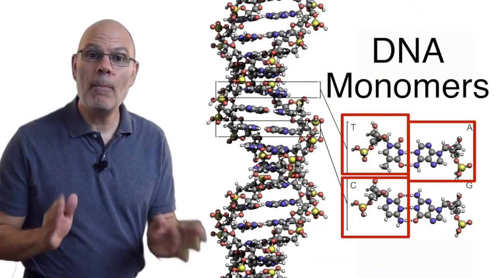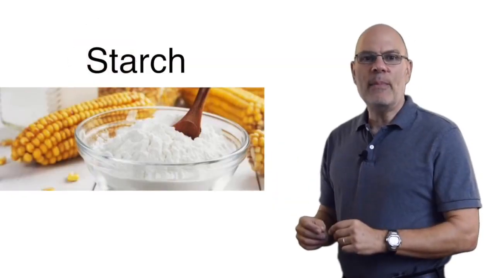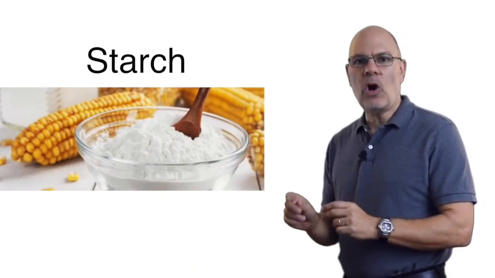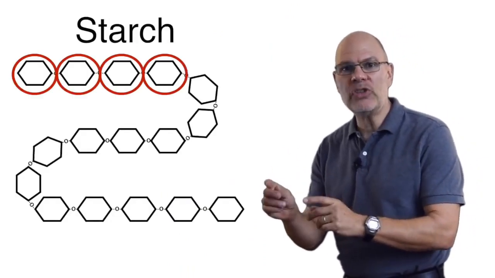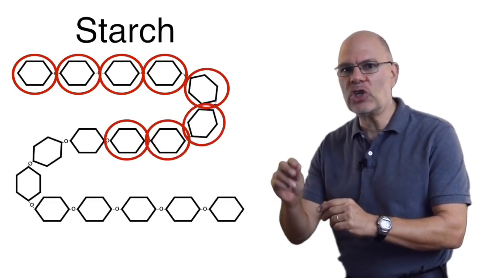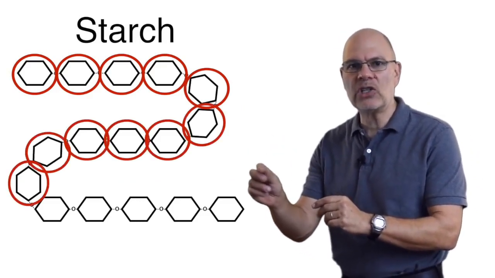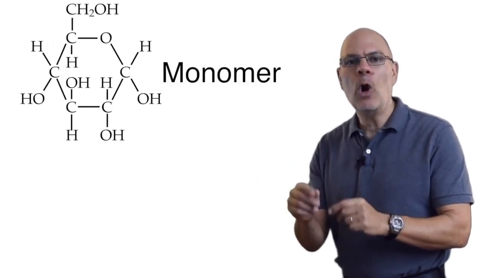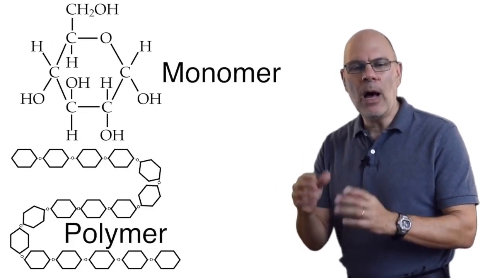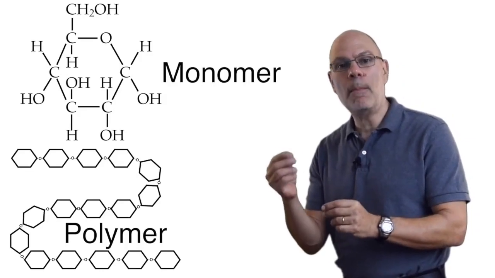Big biological molecules like DNA are built from smaller building blocks called monomers. Let's look at a big molecule that we eat a lot of, starch. Here it is. Notice this repeating unit. It's glucose, and you can see that starch is just one glucose chained to the next over and over again. That makes glucose the monomer, while starch is a polymer, a molecule composed of linked monomers.